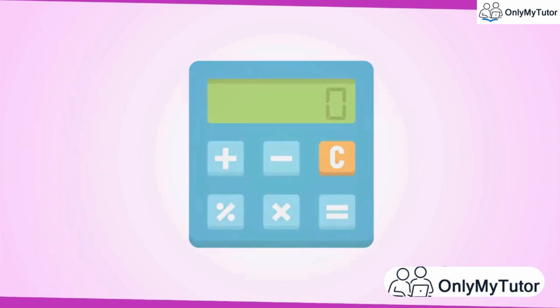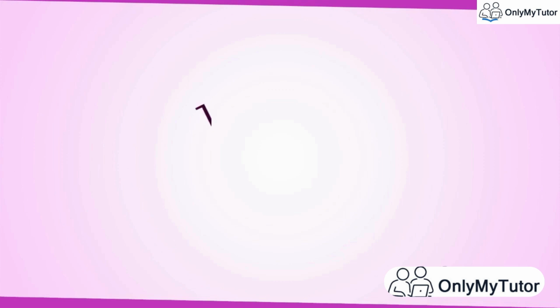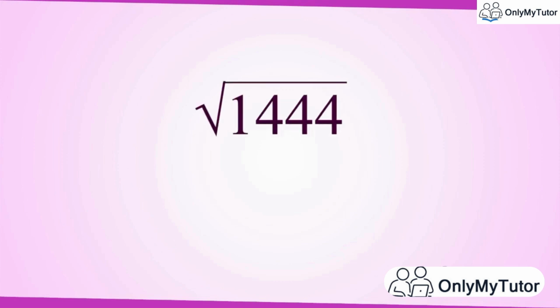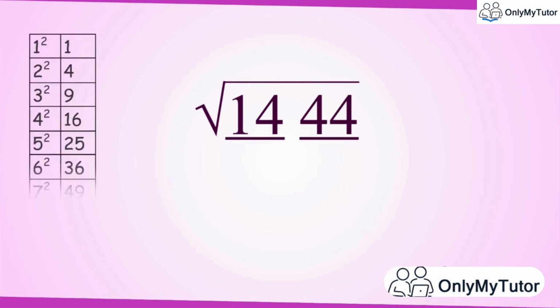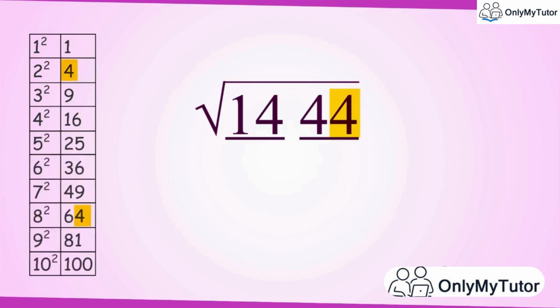Now let's take one more example. Find the square root of 1444. The first step is to make the pairs. So 44 and 14 will be the two pairs, taken from the right hand side. Now we have 4 in the unit place. So the square root of this number will have either 2 or 8 in its unit place, right?